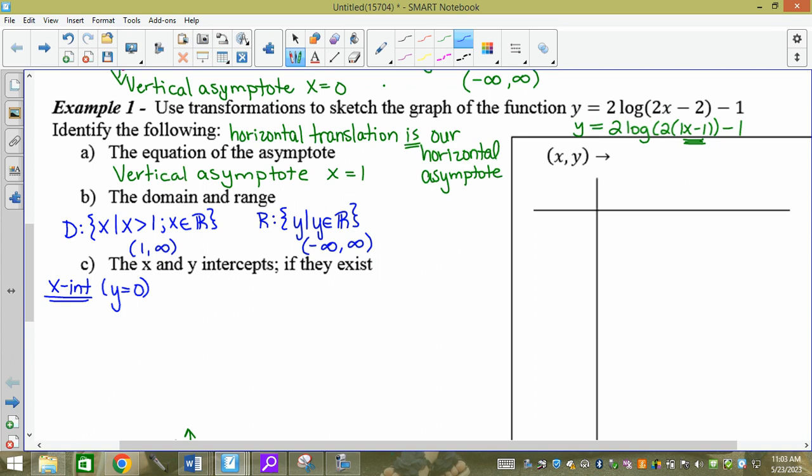Okay? So we're going to do it algebraically. So we go 0 equals 2 log(2x minus 2) minus 1. I always plug it back into the original. Now I need to get x by itself. The moment I go to do anything and it doesn't have a base, I put a base in. What's my base? 10. Oh, I have an eraser. Good. Didn't know that.